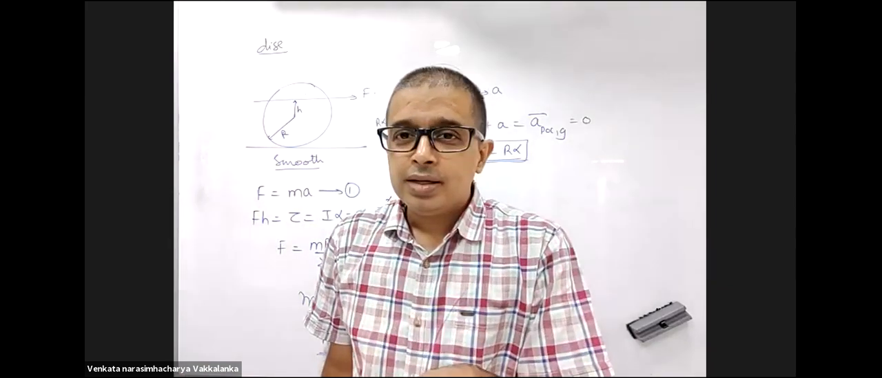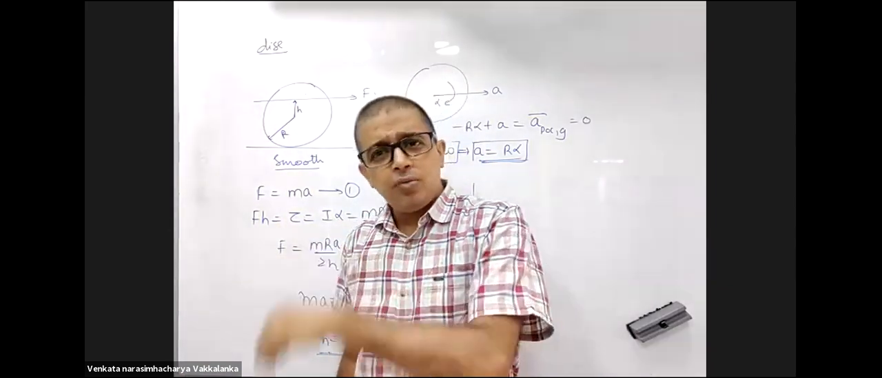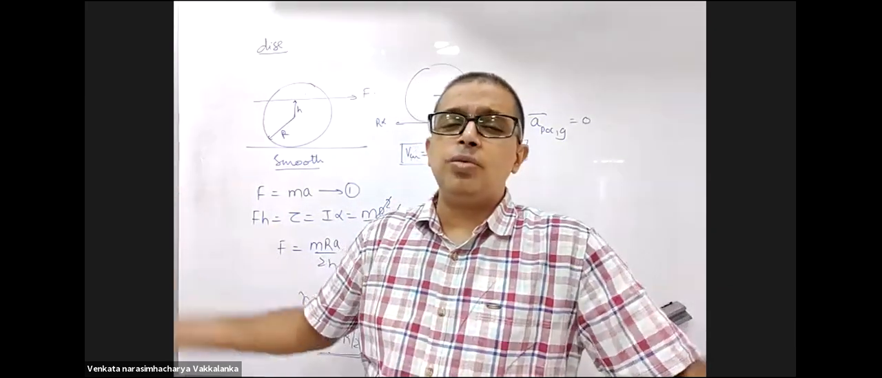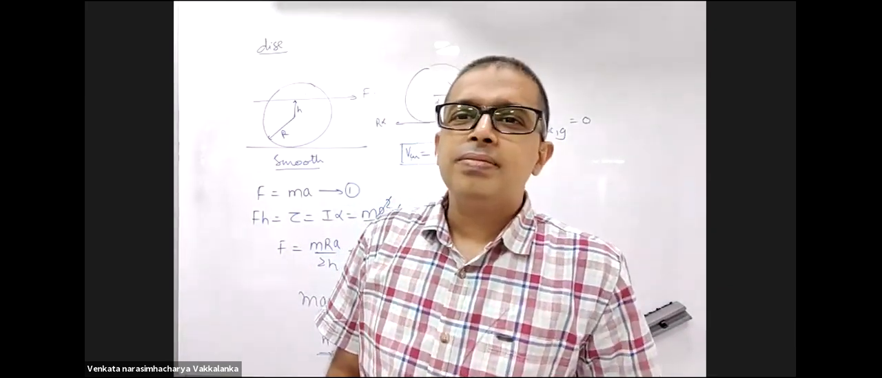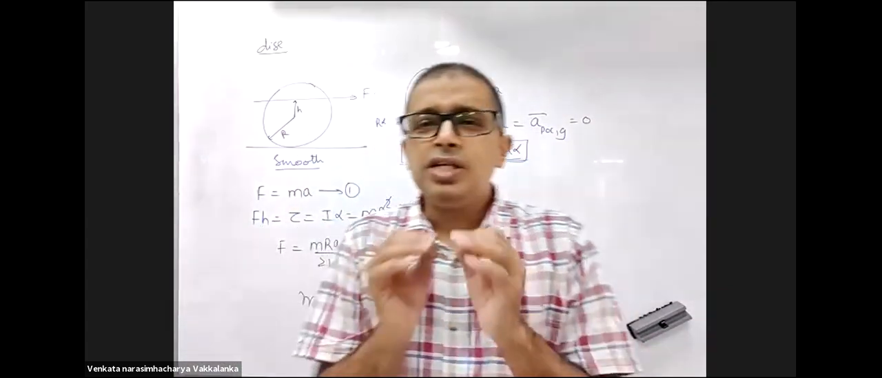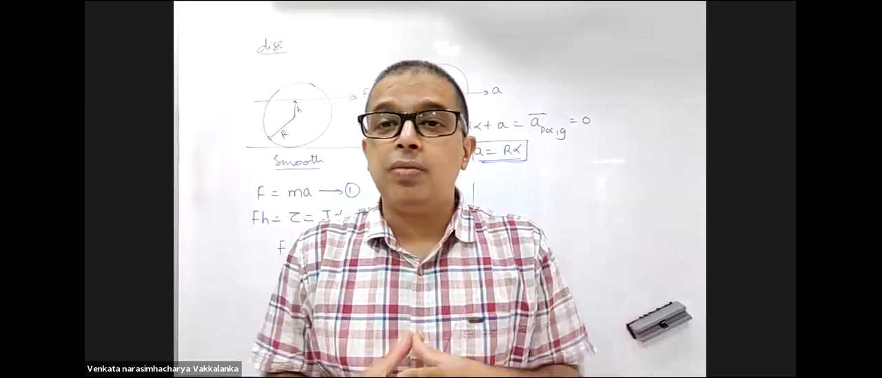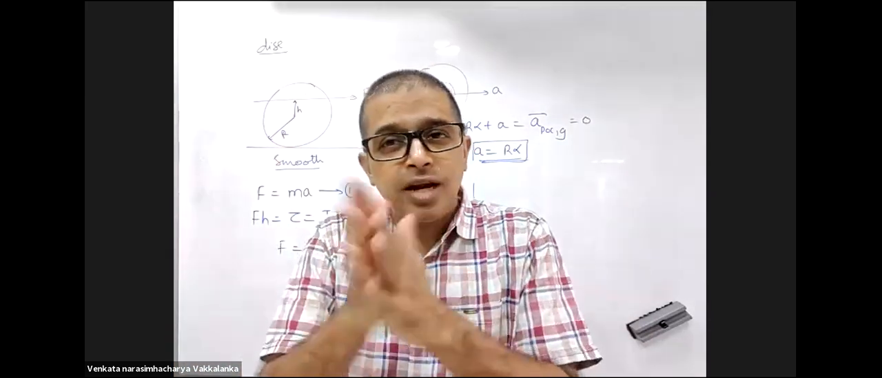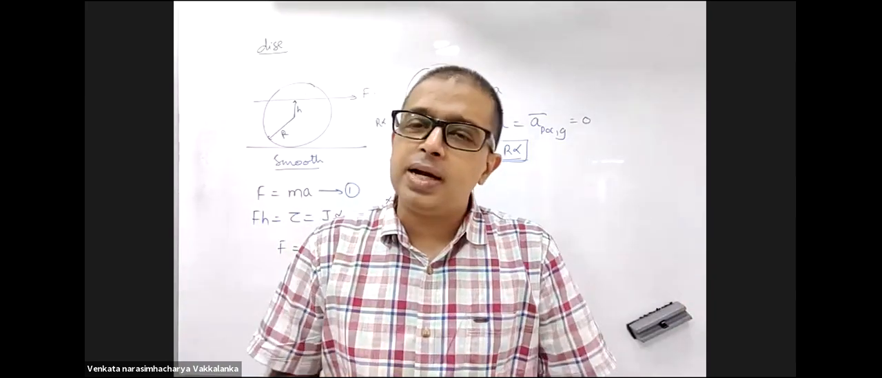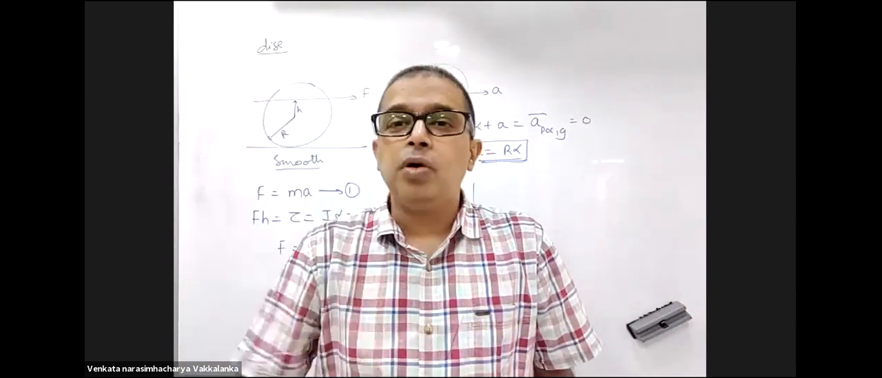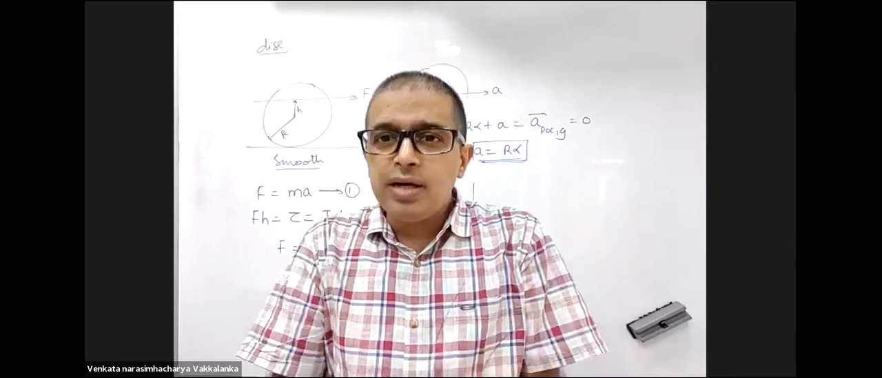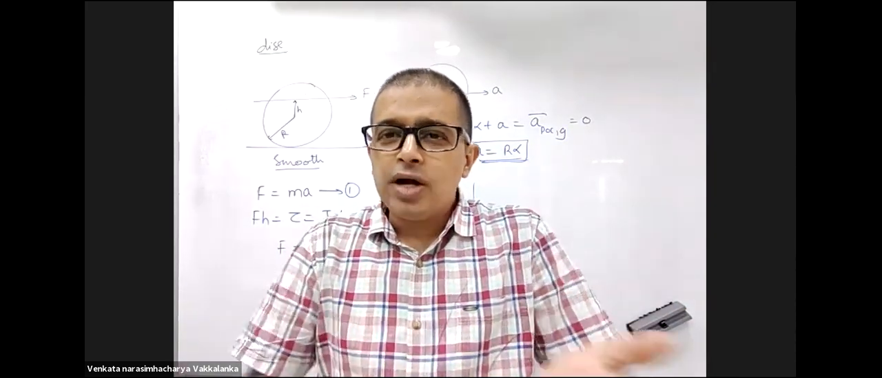But friction's value will be 0. Friction can be any value between 0 to mu n. What is friction's prima facie requirement? It should make sure that there is no slipping. Rolling is nothing but the no slipping condition. Whenever I tell you the point of contact is at rest with respect to the surface, I mean the point is not slipping.